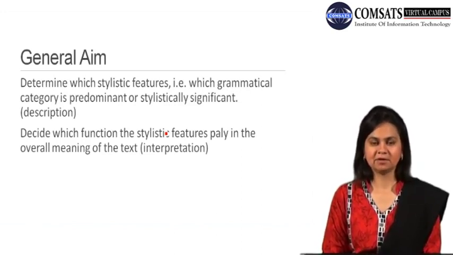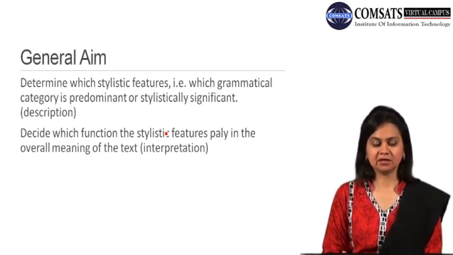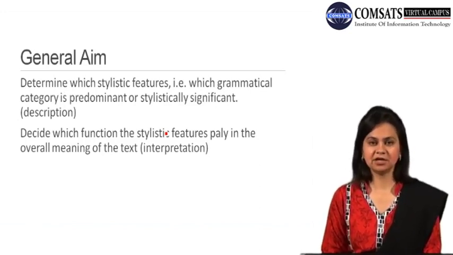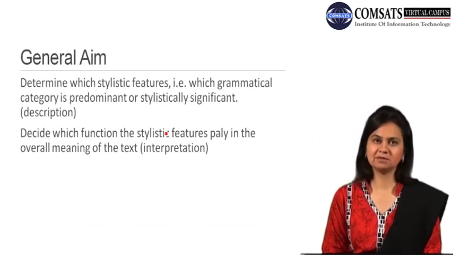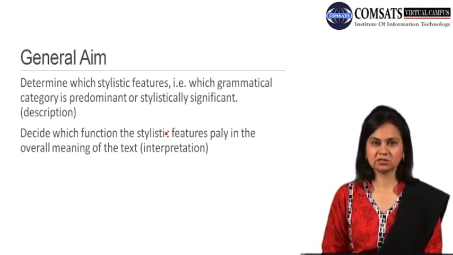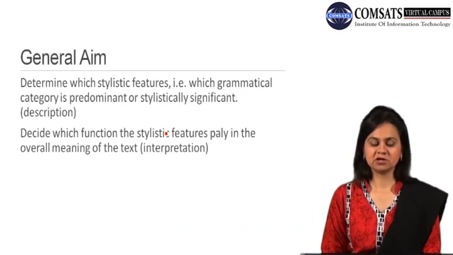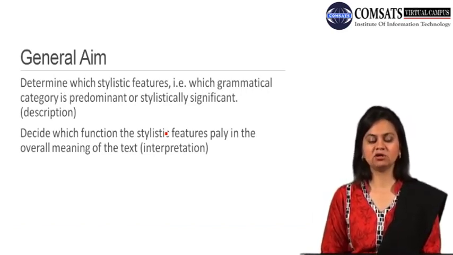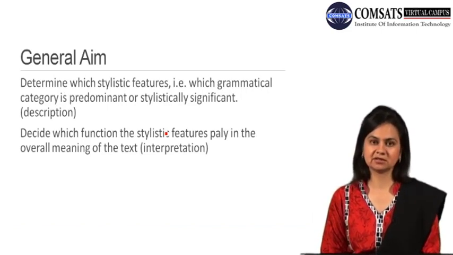Also, another aim of stylistics, apart from the descriptive aim, the second aim, is the aim of interpretation. It is related to interpreting a text or analyzing the meaning of a text. In this, we decide which function the stylistic features play in the overall meanings of the text.